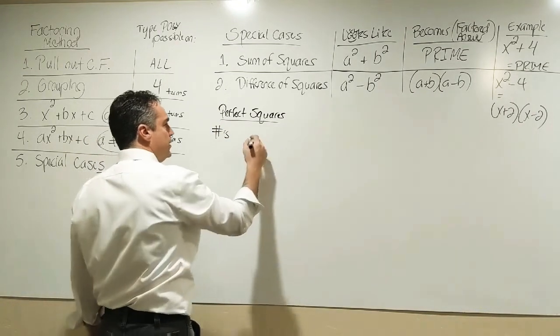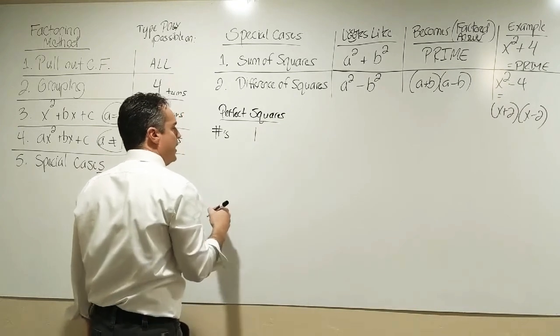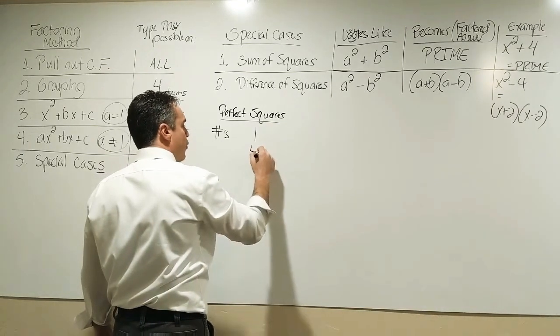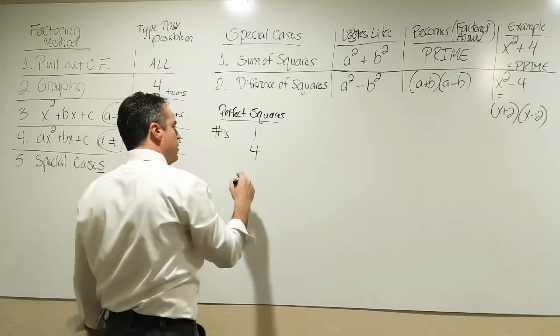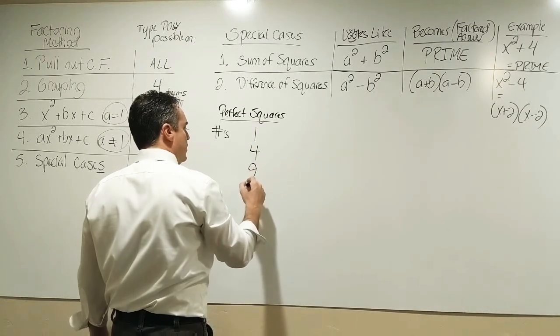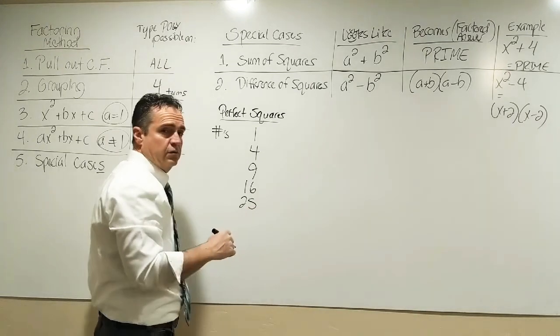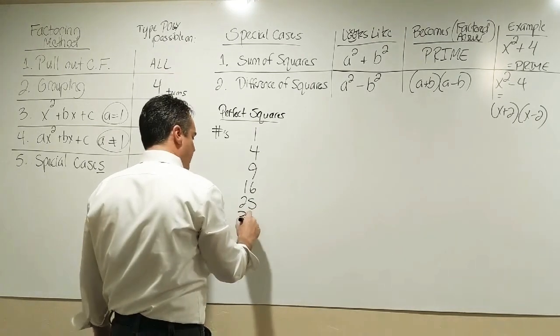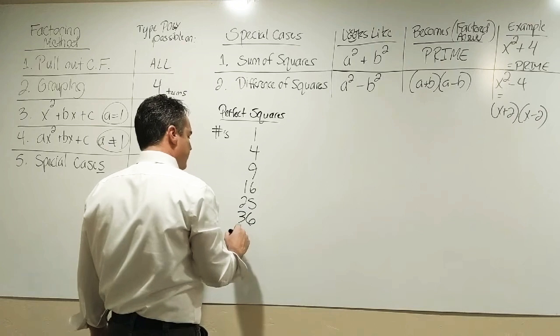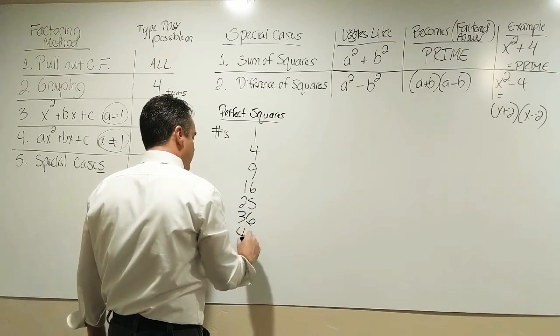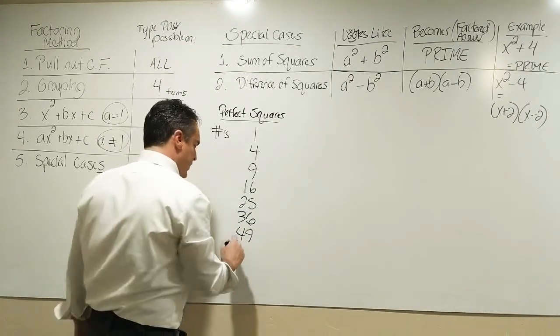The first one is 1, and the next one is 4. If you can join me on this, the next one is 9. Then 16, then 25. This is kind of tough. There's a little pattern involved here. 36. 49. 64.